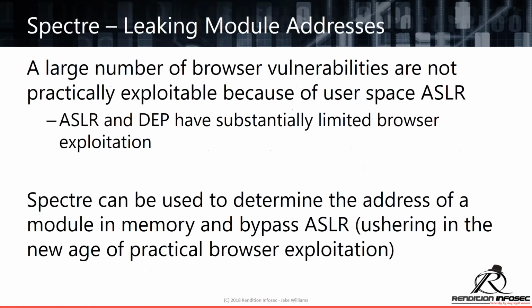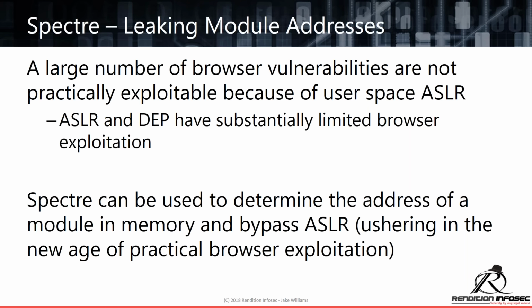We could also leak module addresses, and this is the one that I'm more worried about. If we're able to leak any module address and find the base address of a DLL, this could be used to bypass ASLR.